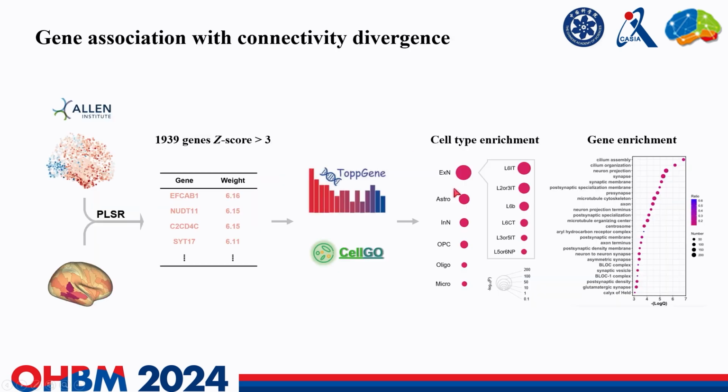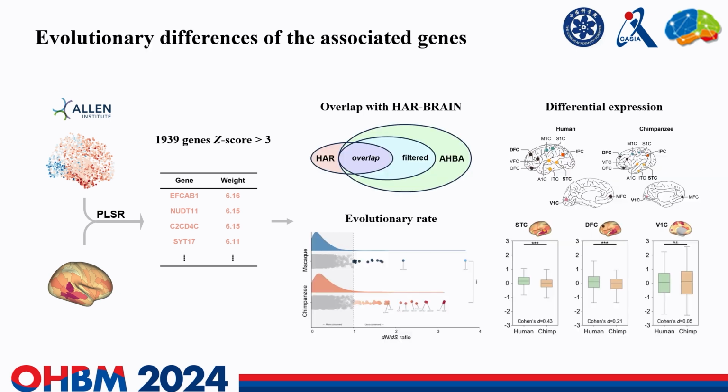evolution. In the final part, we investigate the association between the connectivity divergence and genetic expression using the ABA data. We here use PLSR to identify the genes most relevant to the divergence map and input them into the enrichment analysis. These genes were enriched in the excitatory neurons, which are involved in the cortical projection circuit construction, and they are related to neuron projections and synapse formation.